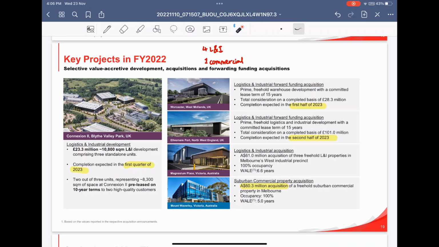There is also a lot of key acquisitions that is coming in, where there is 4 extra L&Is and 1 commercial property. So this is a good thing, where next year we will expect more income to come in, because this is expected to complete in first half, second half of 2023, although this is not stated, should be next year, and also a commercial property in Australia.